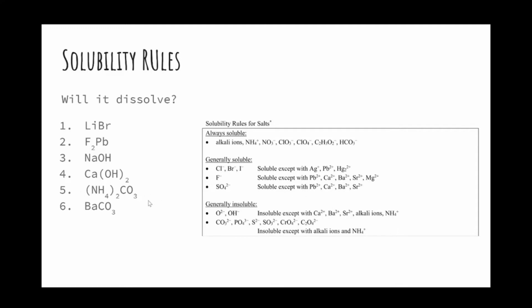Let's go ahead and look at number 5. Here we have ammonium carbonate. So here we have some information about carbonates. Generally, they are insoluble, except when they are bonded to alkali metals and the ammonium ion, and it is bonded to the ammonium ion, so that substance is soluble. But what about barium carbonate?